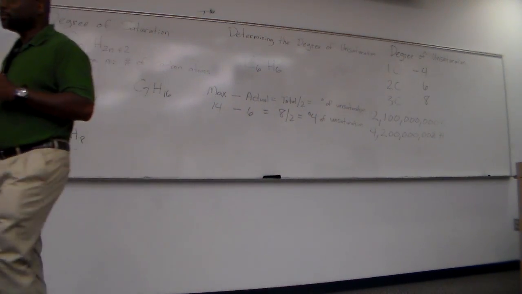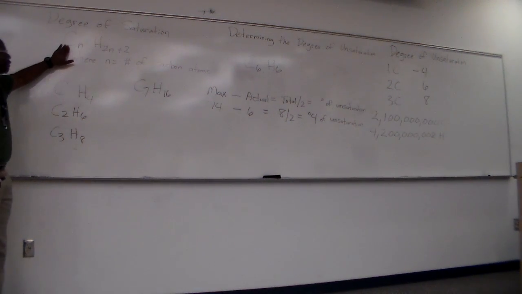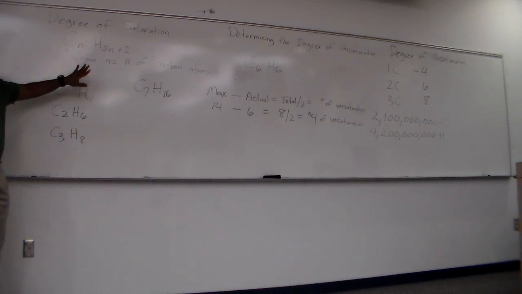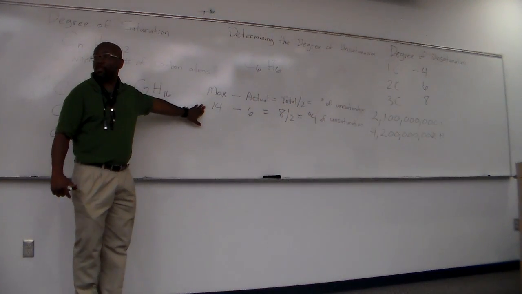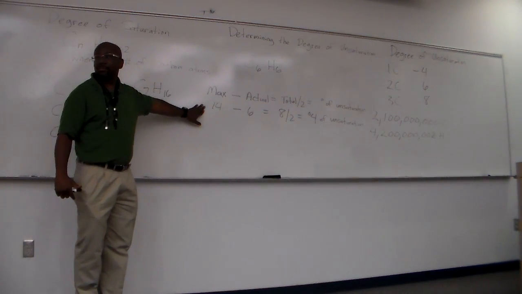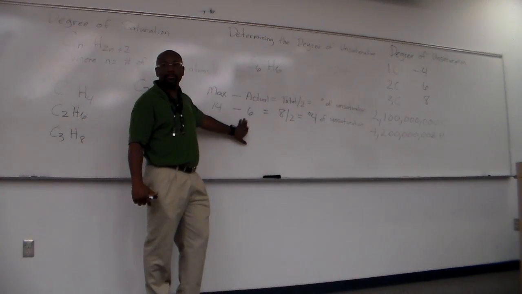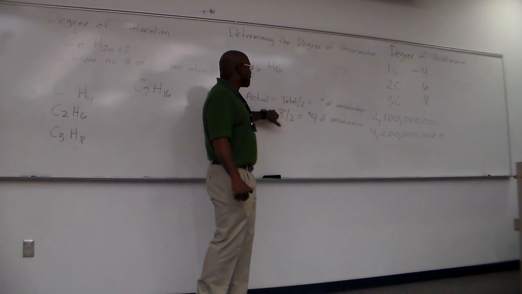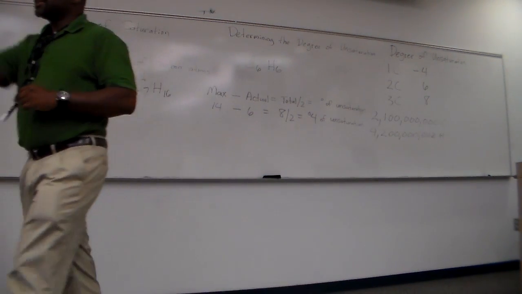So the 14 came from the saturated formula. I'm just trying to figure out what the maximum hydrogen is going to be around 6 carbon atoms. The saturated formula tells me the maximum I can come up with. Then I look at my actual hydrogens, take the difference, and divide it by 2, and that will give you 4 degrees of unsaturation.